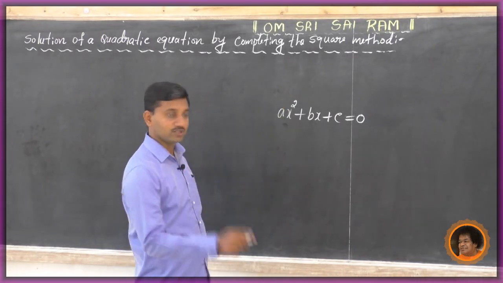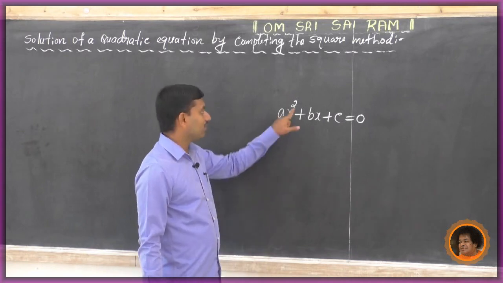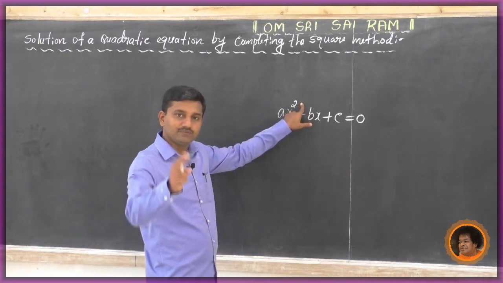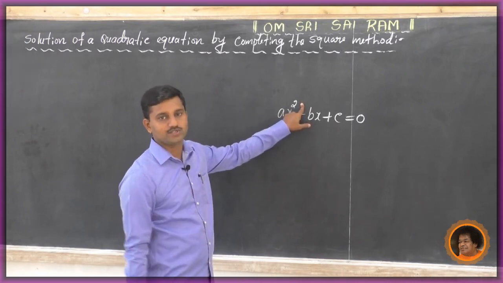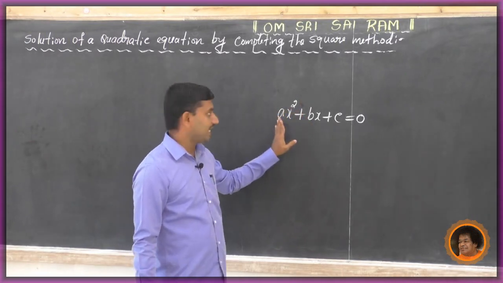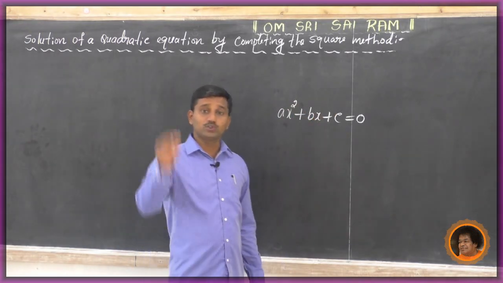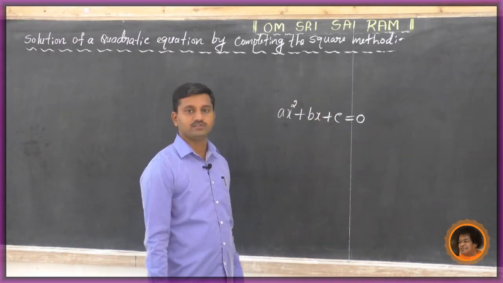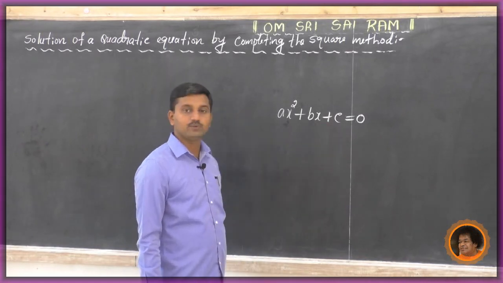How many solutions, how many roots are there for the quadratic equation? There are two roots. Why? Because the highest power is 2. If the highest power is 2, it has two roots or two solutions. So the general form is ax square plus bx plus c equal to 0. How to solve the quadratic equation? How to find the value of x in this equation?